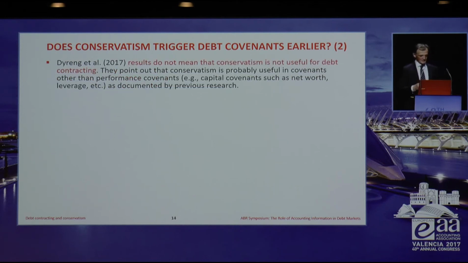This is my last slide. This does not mean that conservatism is not important anymore. Actually in the paper, the Rang et al. point out that conservatism is probably useful in covenants other than performance covenants. In particular, probably conservatism is useful in capital covenants, such as net worth, leverage, as documented by previous research. Capital covenants are those covenants mostly based on balance sheet numbers.